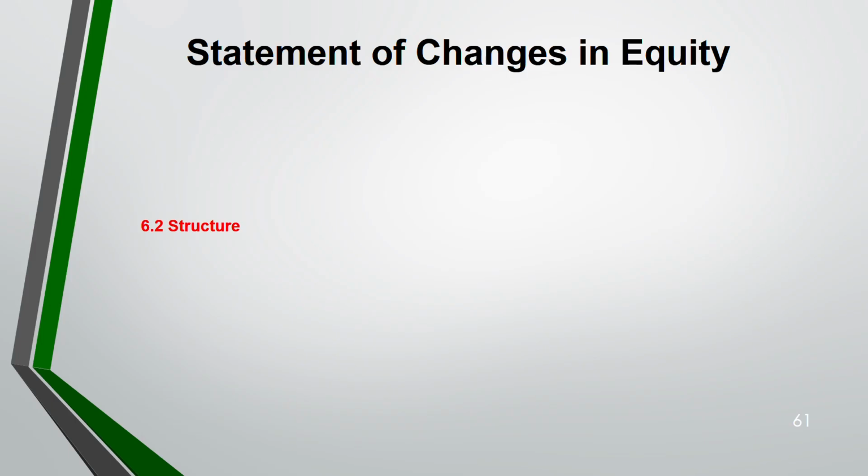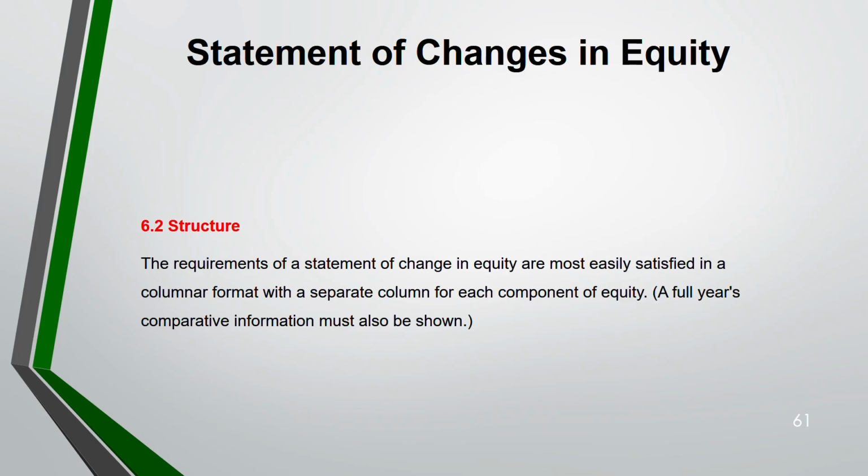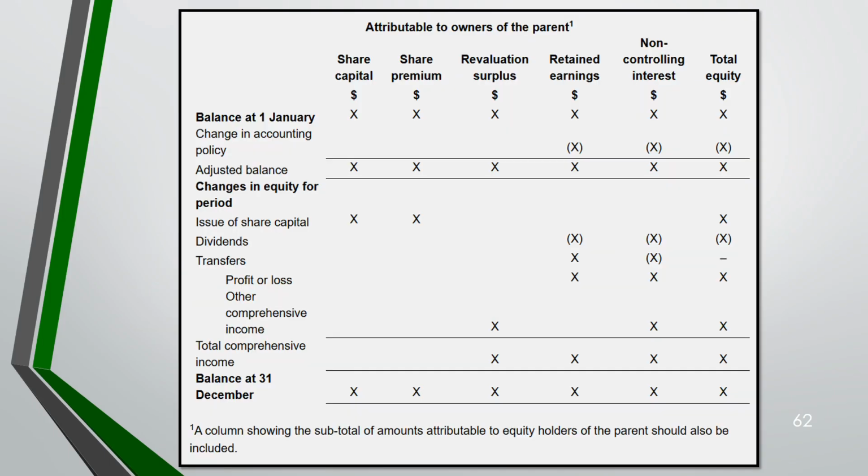Now, the structure. The requirements of the statement of changes in equity are most easily satisfied in a columnar format. So make sure that you do a columnar format with a separate column for each component of equity. Also, a full year's comparative information must be shown, same as the income statement and balance sheet.